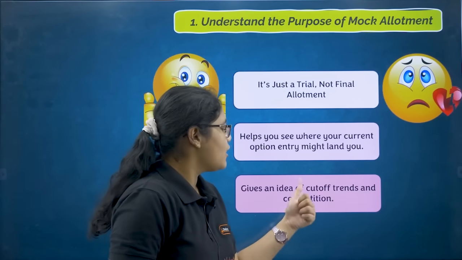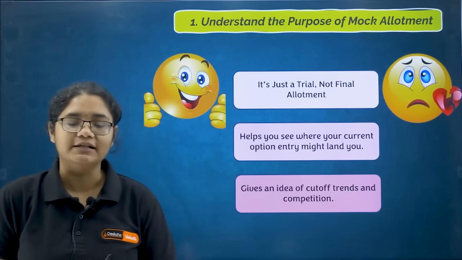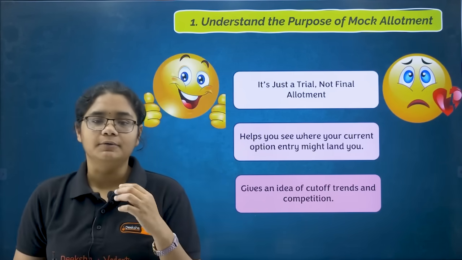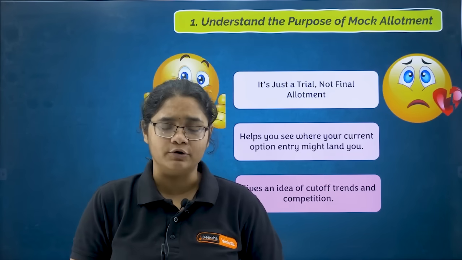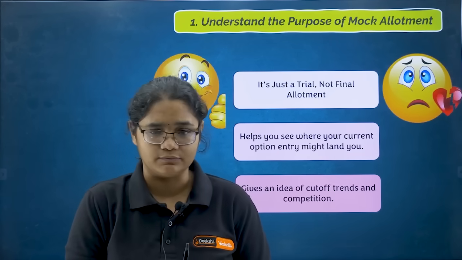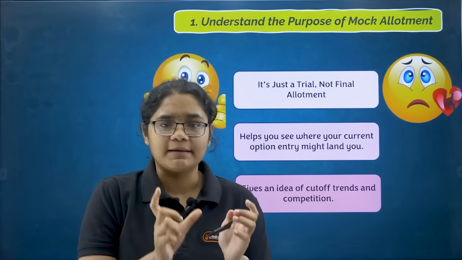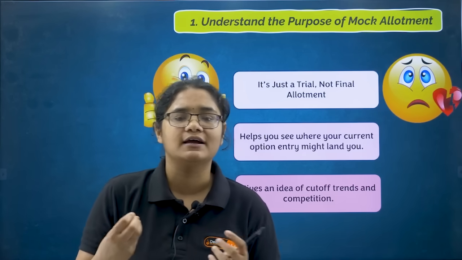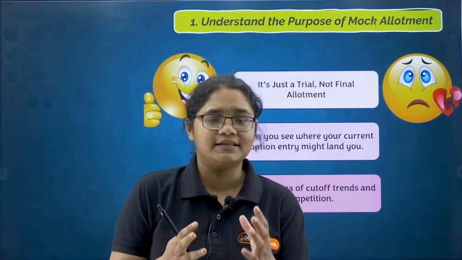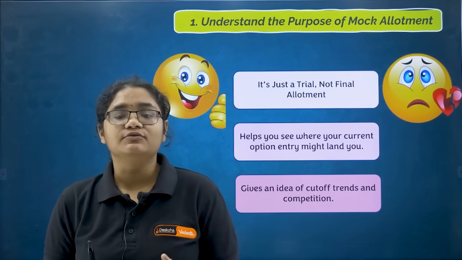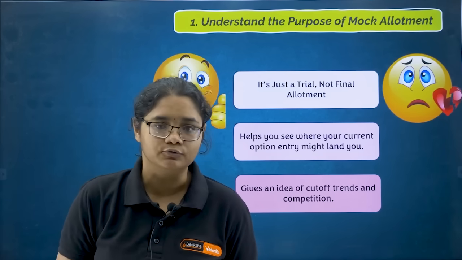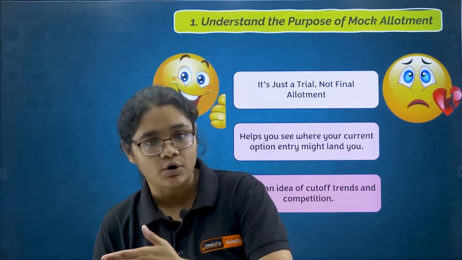Next, it gives us an idea of cutoff trends and competition. It tells you whether this year the cutoff has gone really high. For example, if your rank is 30,000, and last year there was a college whose cutoff was 28,000, the same course, for example, if I take Dayanand Sagar College of Engineering, one branch, let us consider artificial intelligence and machine learning. Its cutoff was 28,000 last year. Now with 30,000 also you are getting that branch, suppose. That means the cutoff has gone low this year.